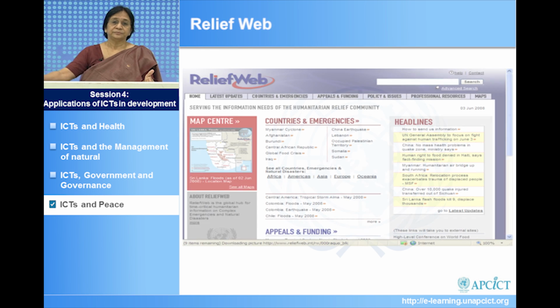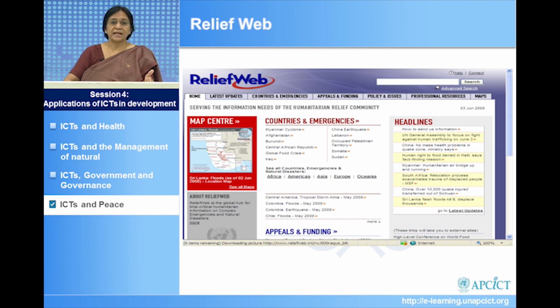ReliefWeb, which is a site of the United Nations, enables us to track what relief and rehabilitation projects are taking place in different parts of the world, where there are emergencies, where there are appeals for funding, where we as individuals can contribute to a better and a safer world, and a world in which there is less inequity.